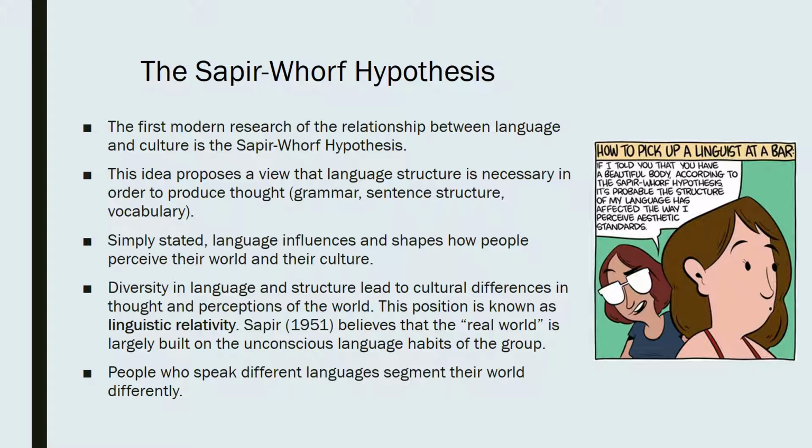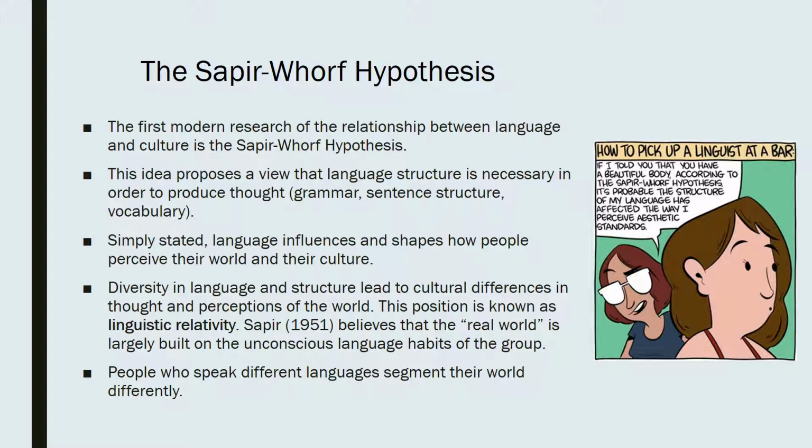Moving on to the Sapir-Whorf hypothesis. This was the first modern research of the relationship between language and culture. This idea proposes a view that language structure is necessary in order to produce thought, so that grammar, sentence structure, vocabulary. Simply stated, language influences and shapes how people perceive their world and their culture.